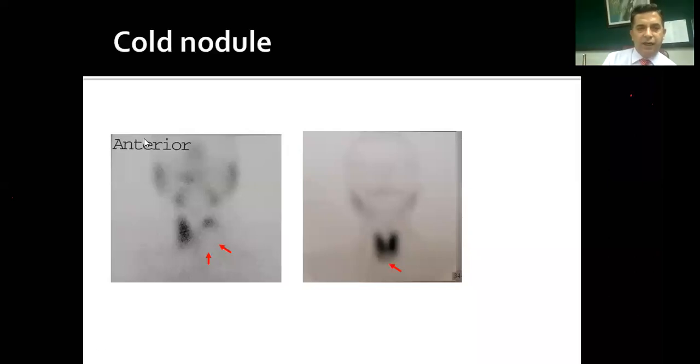Now, this is another area where you can see a cold nodule in the left lobe of the thyroid gland. And now this patient has got a nodule in the left side of the neck, and that corresponds to that hypofunctionality. And this is another one where we can see a cold area over here in this thyroid gland.